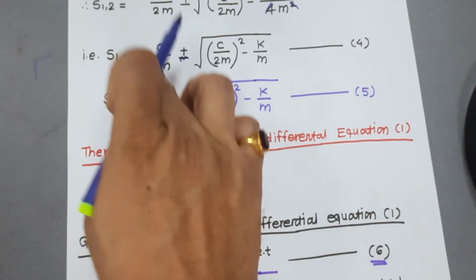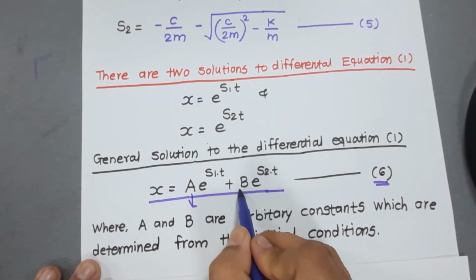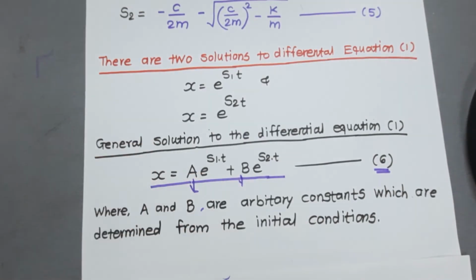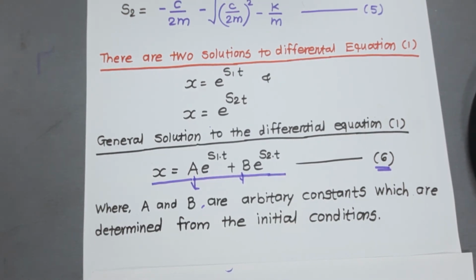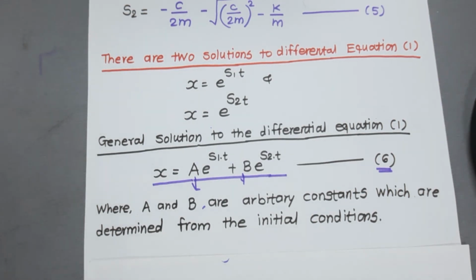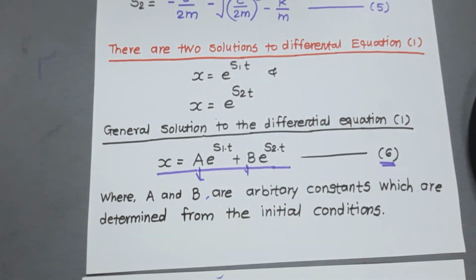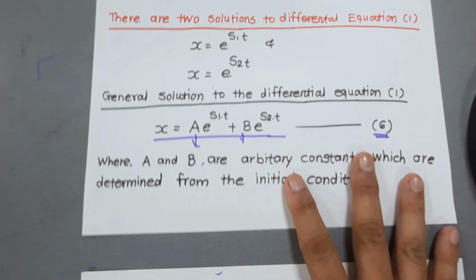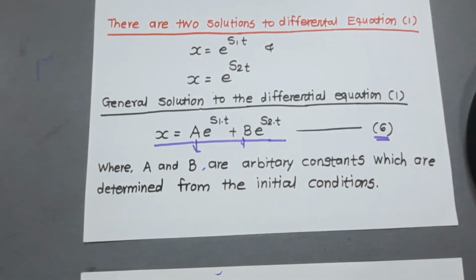Here A and B are constants that you have to determine from the initial conditions. So dear friends, this is our first equation, the equation of motion for the spring, mass and dashpot system. We calculated the solution of the differential equation, then calculated two roots S1 and S2. From that we have two solutions of the differential equation, and from that we calculated the general solution. In the next lecture we will see the solution for this equation number 6.